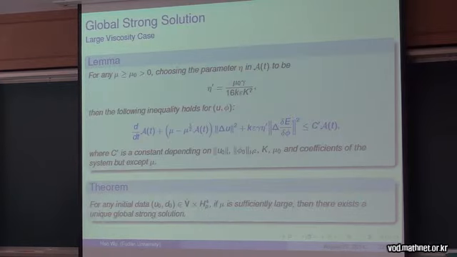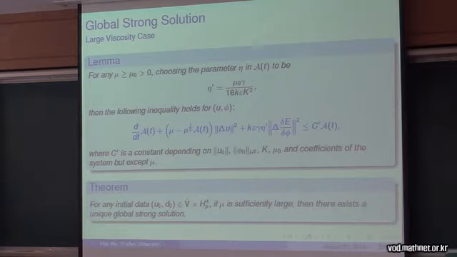Okay, this is a local solution. Then we talk about the global strong solution. The first one is, if the viscosity of the fluid is sufficiently large, we can prove the following higher order energy inequality. We can show that for any given initial data, if mu is sufficiently large, and of course the largeness of mu depends on the initial data, then we can prove the existence of a global strong solution.